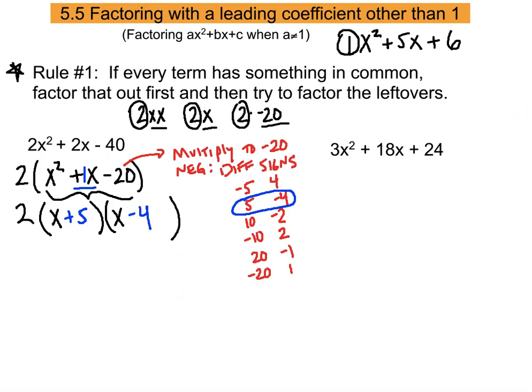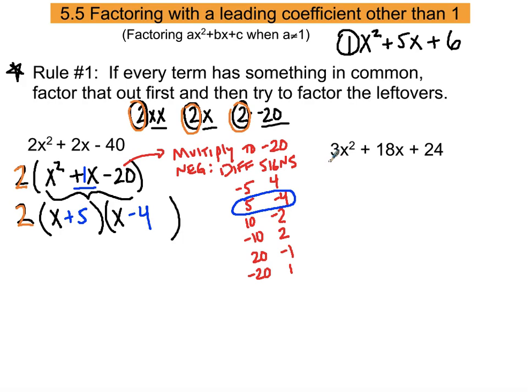So just to kind of recap, we took this 2 out, the common term of 2. We took it out in front, and it just stays out in front. And then the remaining stuff, the leftovers, we factor those just like we did yesterday. So let's try another one.